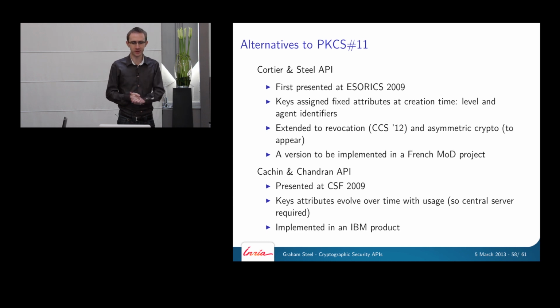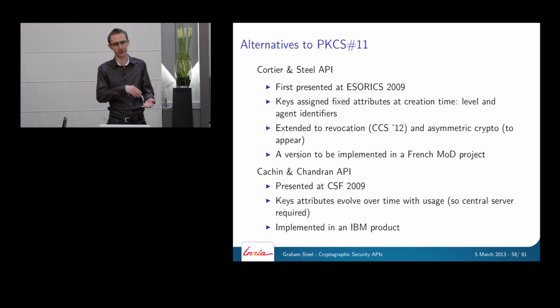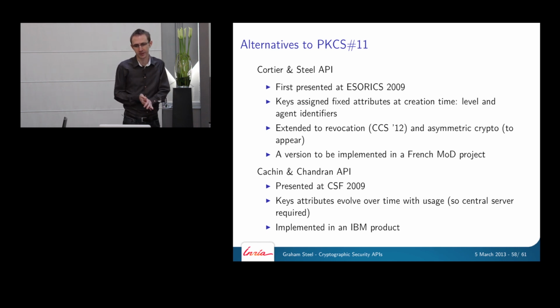But we're not the only people doing that. At the same time we presented our API in 2009, these guys from IBM presented a very, very different design. They took the opposite extreme. They said, okay, you don't assign any attributes to your key when you create it, but as you use the key, I'm going to learn what the attributes of the key are. So if you use it to wrap another key, I'm going to learn that's a wrapping key. You're not allowed to use that for encryption and decryption. Or if you use it to encrypt, then it's an encrypt-decrypt key and you can't use it for wrap. That's fine, although it does pose some centralization problems.